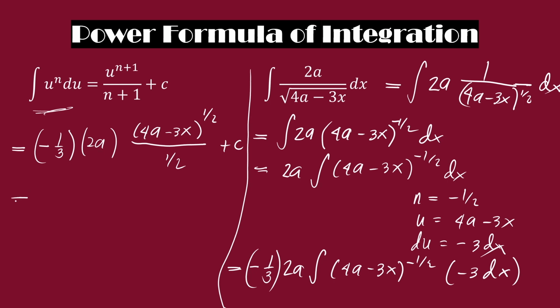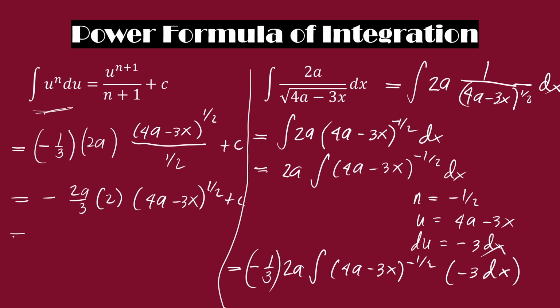Simplifying this further, this will be negative 2a over 3. We still have here over 1 half, so this is equal to times 2, times 4a minus 3x raised to 1 half, plus c. Did you get how we got this 2? Because it is over 1 half, and that is equal to times 2. That is why it became 2 here.